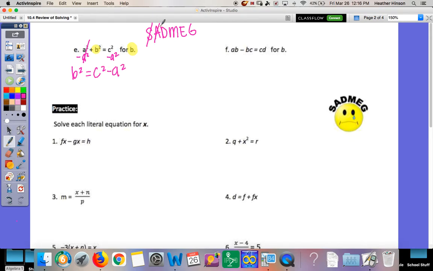Do we have division? No. Multiplication? No. Exponents? Yes. You have a squared here. So how do I get rid of squared? I'm going to square root it. That'll cancel out the squared.